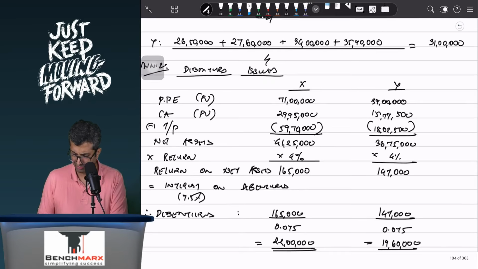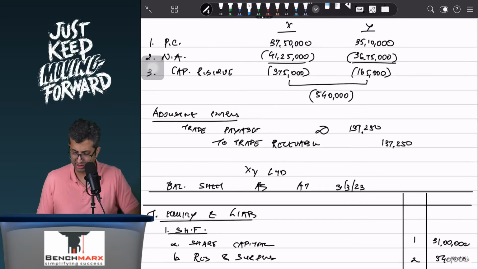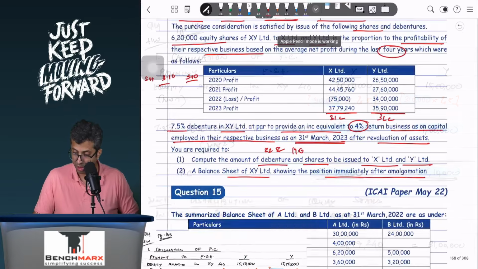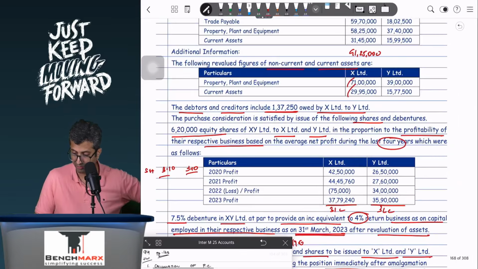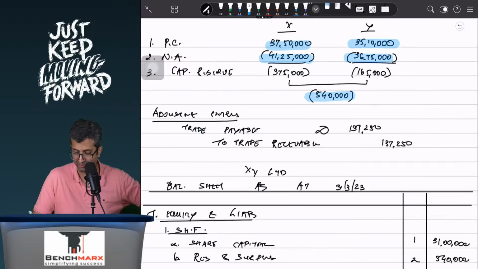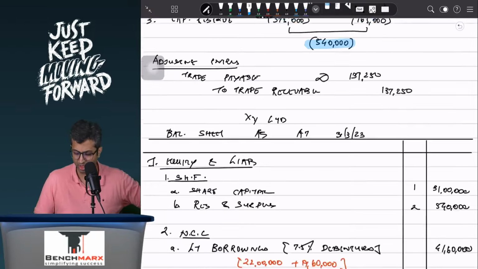So here we have done all this working to come to 22 and 1960. When you have to prepare, you will take the PC 3750 and 3510 as you calculated over here, compare it with the net assets. Your net assets will be, I believe, 41 lakh 25 and 3675. So your total will be 5 lakh 40,000 capital reserve, and there will be some intercompany trade payables and receivables which you will eliminate, and based on that you will prepare your entire balance sheet.